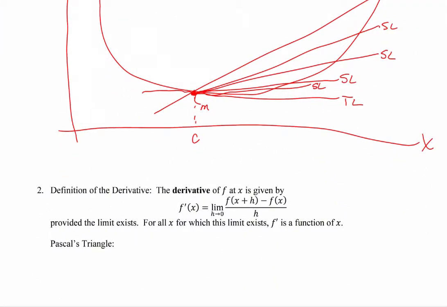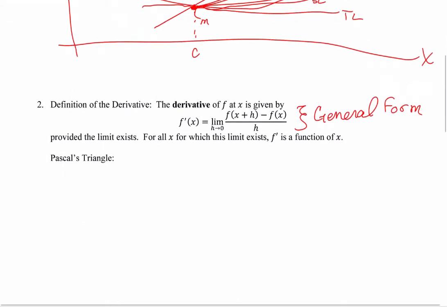The definition of the derivative, so how we find the derivative, is actually given here. And this is the general form. And this is what we'll be working with. I don't actually like putting in a constant, but I like finding it using the definition, because once you find the definition, then it doesn't matter what constants you put in.